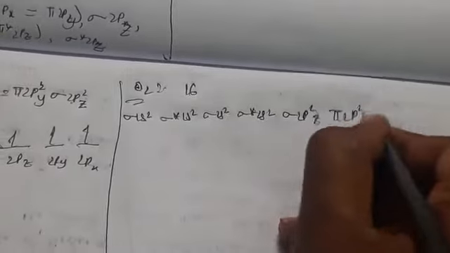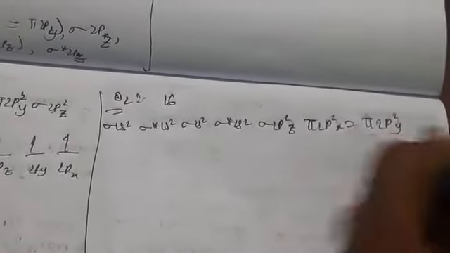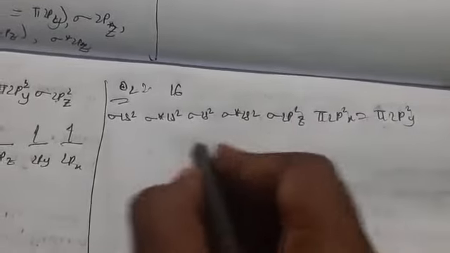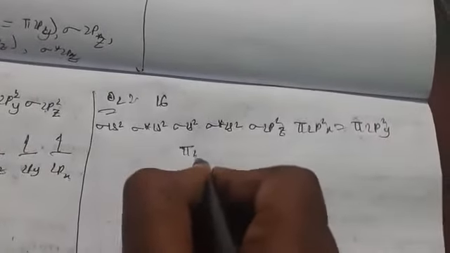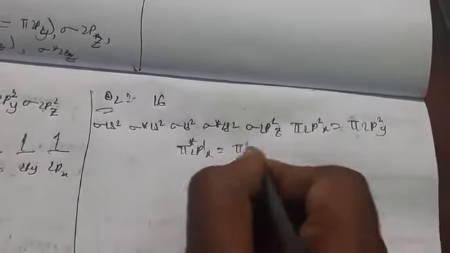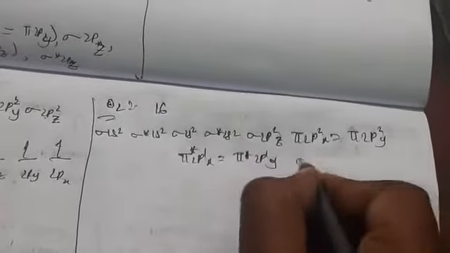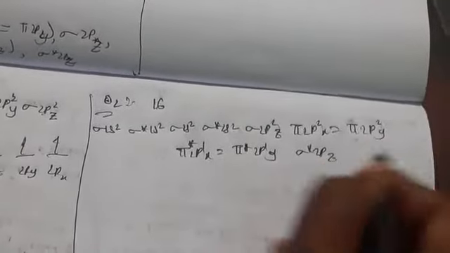pi 2p2x, pi 2p2y, next pi star 2p1x, pi star 2p1y, so sigma star 2pz. So this is the configuration we are having. So according to this, we are going to arrange now.